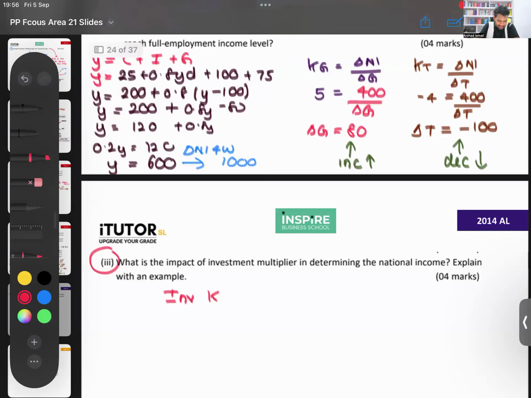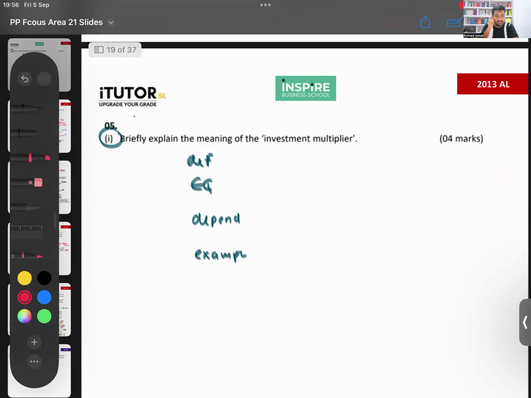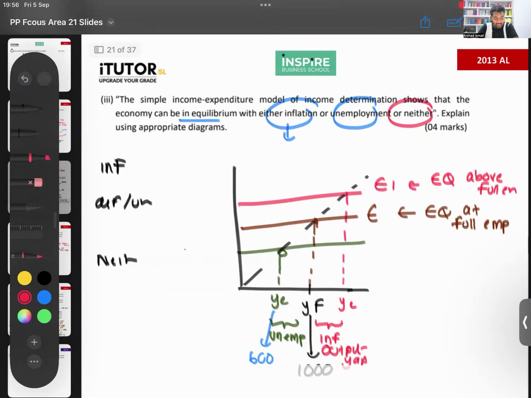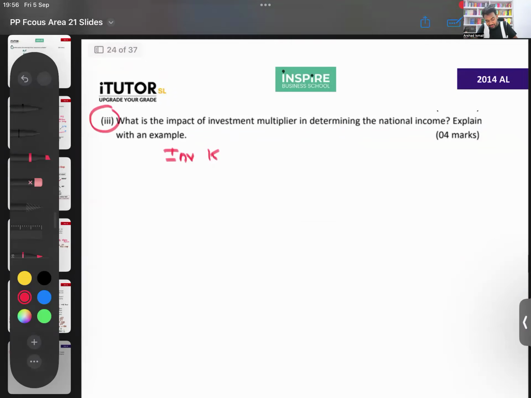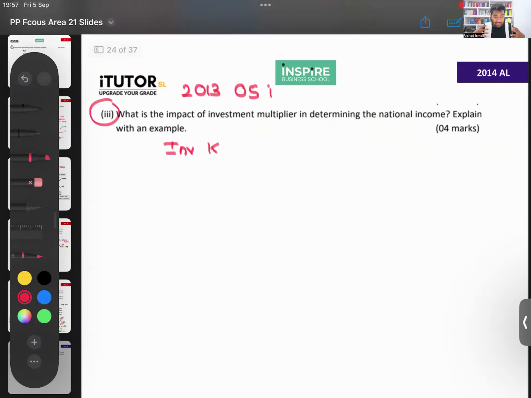This is the same thing as the 2013 A-levels question 5 part 1. It's just that they are asking this in a different way. Very similar to 2013 question 5 part 1. That's why I told you explaining the multiplier again is a very common question. So have a fixed answer for something like this and write.